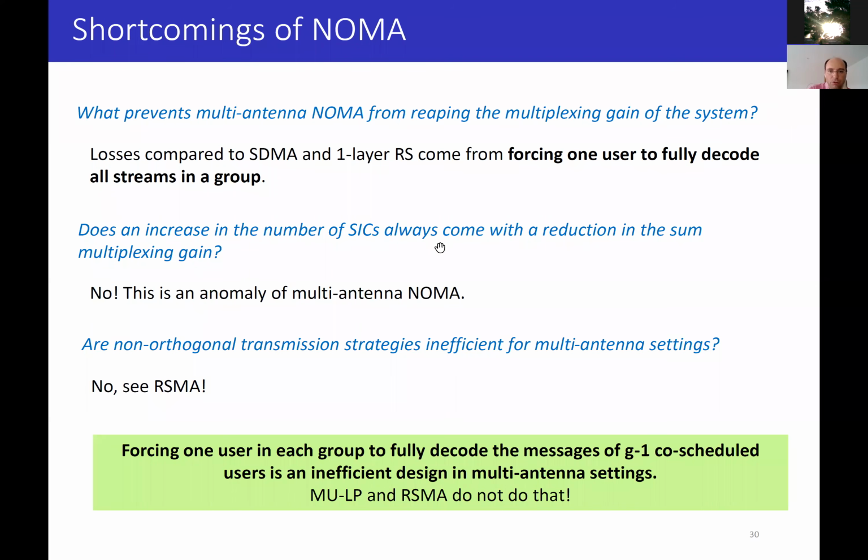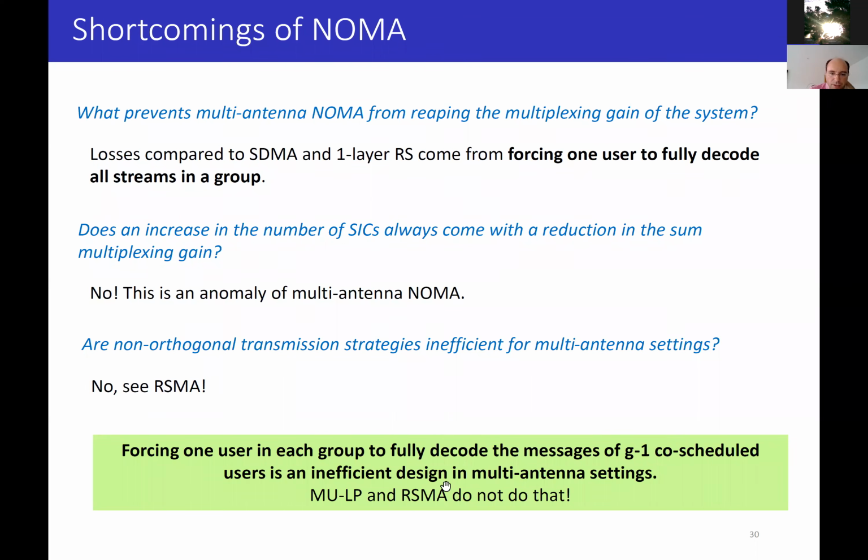This would not happen if you use rate splitting, for instance. Is a non-orthogonal transmission strategy inefficient for multi-antenna? No, they can be very good. And RSMA is a typical example of this. You can use SIC, but you're not in a regime where you force yourself to decode all the streams. You don't force one user to decode the streams of all other users.